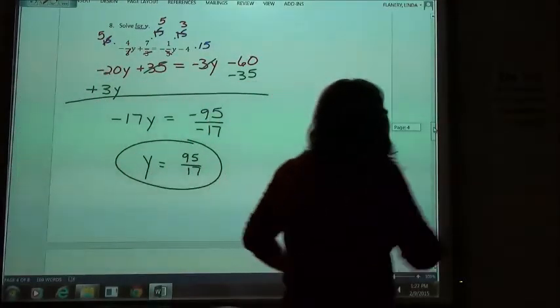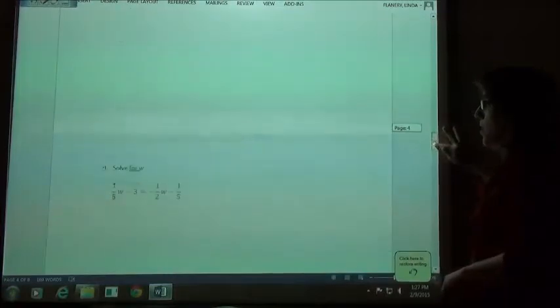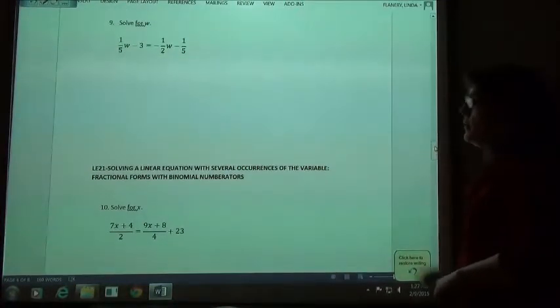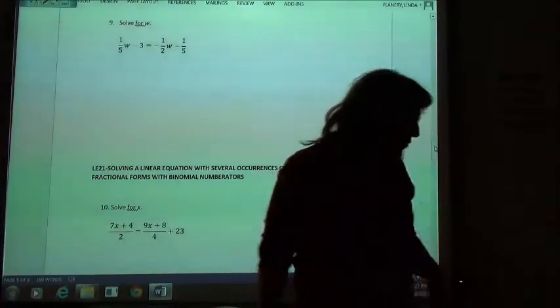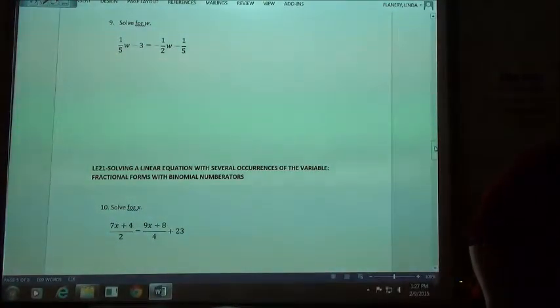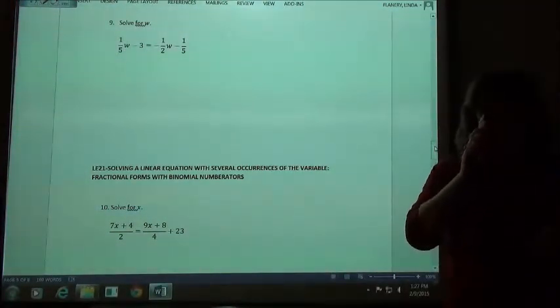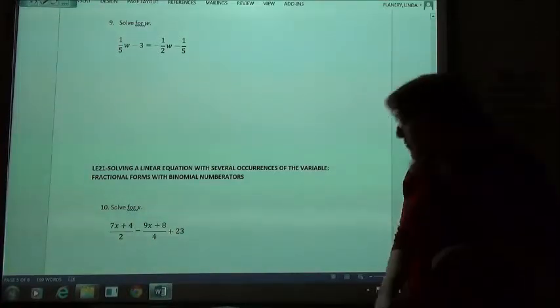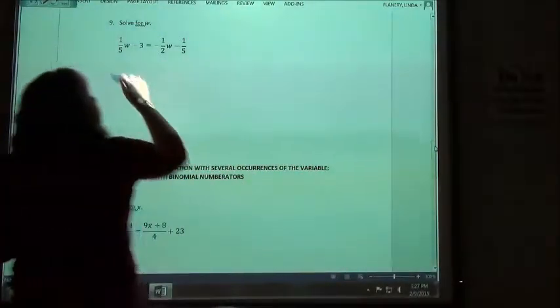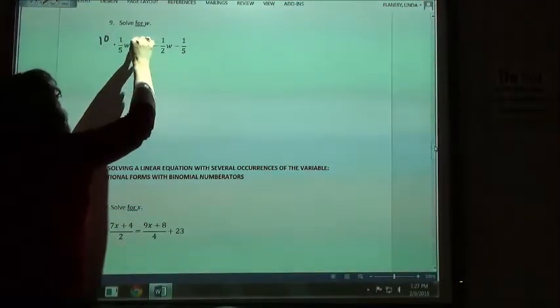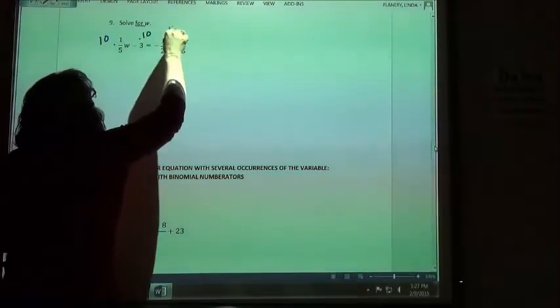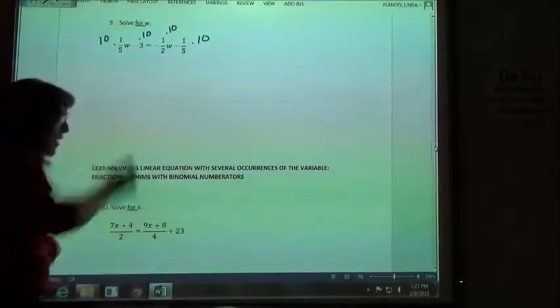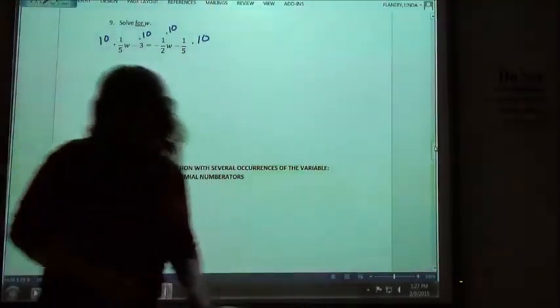All right, so number 9, looking at that one, what do you think you have to multiply each of the terms by? 10. Exactly. We have 2's and 5's on the bottom. We're going to take everything times 10. And then I'm going to give you a little bit of time to do that first step to see if we can do that canceling and all that good stuff.